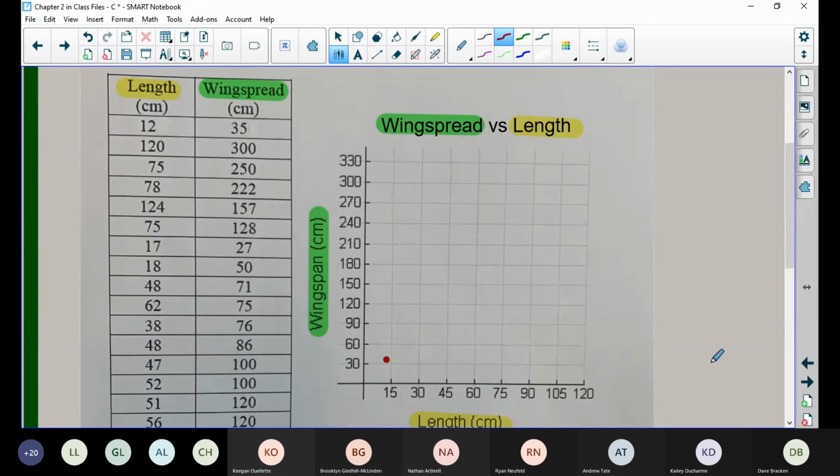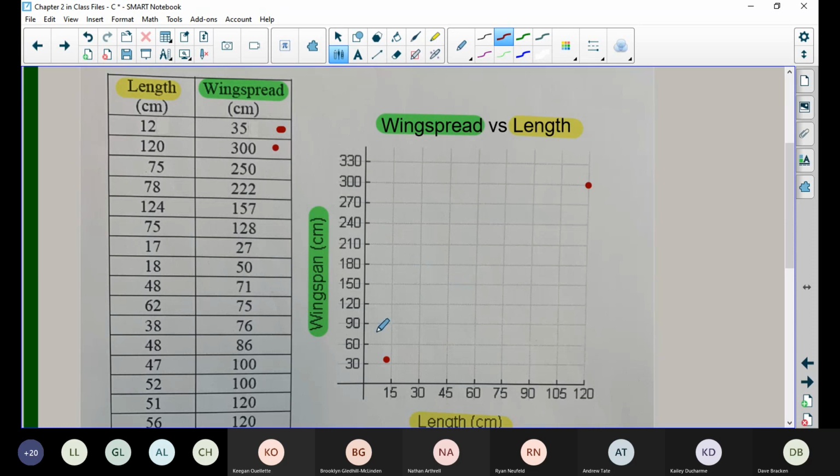I don't know if it's exactly 12 and exactly 35, but that's in the general area of where this point should be. The first one's done. The next one's 120, all the way down to 120. First length of 120, all the way up to 300. There's your next one. Done.